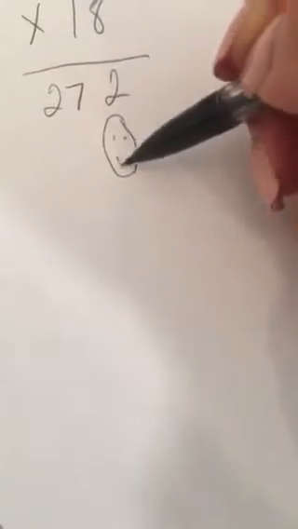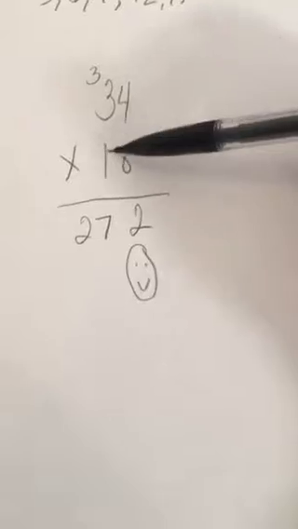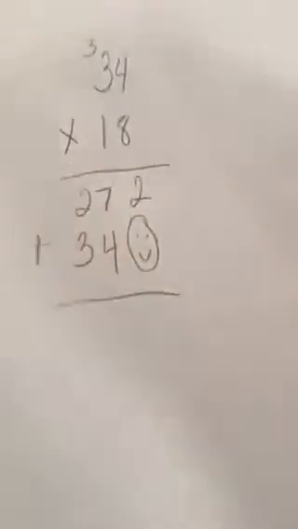Drop the 2, carry the 3. 8 times 3 is 24. 24 plus 3 is 27. I'm going to put a little happy face here to help me keep my place value because I'm not multiplying the ones place anymore. I'm multiplying the tens place. So I'm going to do 1 times 4 equals 4. 1 times 3 equals 3. Now I'm going to add.